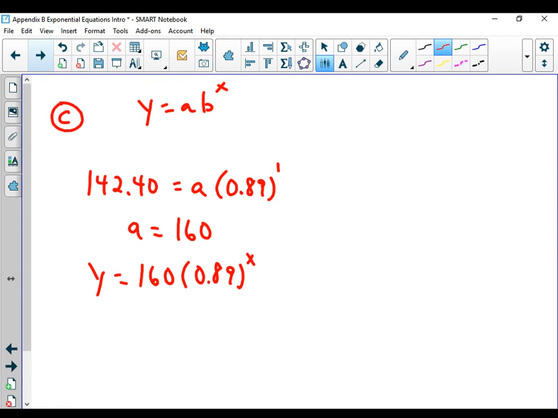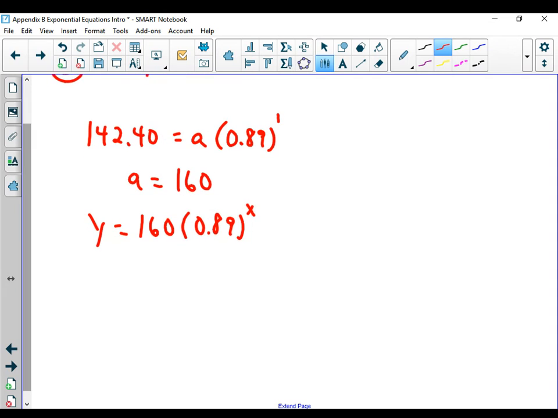The follow-up question was, how long until she's going to end up with less than half of what she originally had? If we think in terms of starting with 160, when's she going to have less than how much? 80. So really what I'm trying to do is solve this equation. To figure out when she's going to be less than a half, maybe we start out by figuring out when she's going to be exactly at a half.